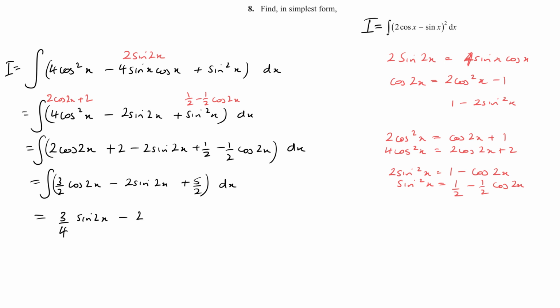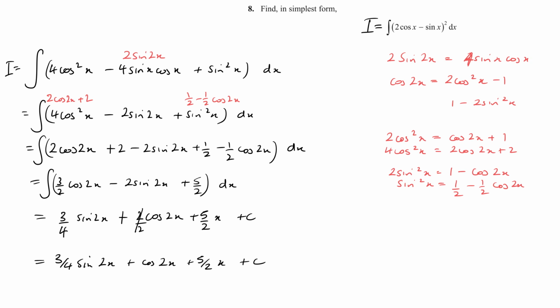Minus, put the 2 there. Sine differentiates to cos, so it's going to be negative cos, so change the sign, and then divide by 2. So there you go. Plus 5 over 2 x plus c. So there we have it: 3/4 sine 2x plus cos 2x plus 5 over 2 x plus c.